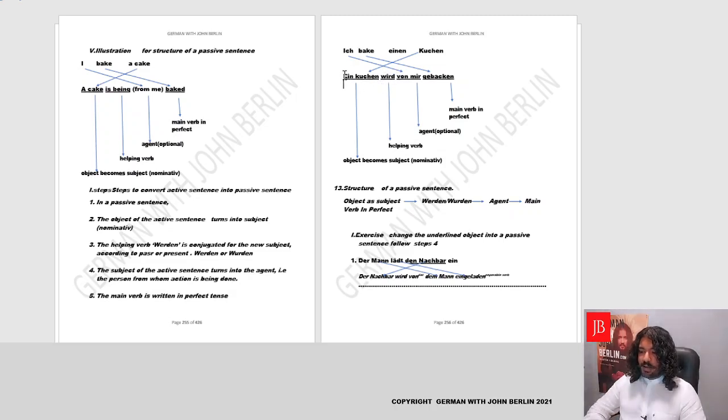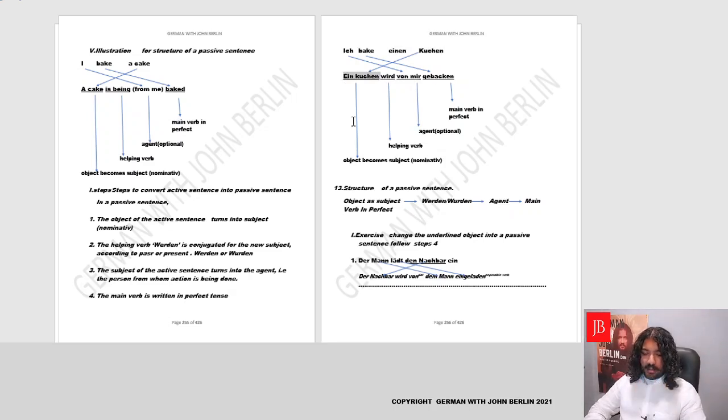Fantastic. So what are the steps you need to remember? It's just again written here. Steps to convert any active sentence into passive sentence. You basically begin right here. Let's see. The object of the active sentence turns into the subject. Yes, the object of the active sentence, that is ein Kuchen, becomes the subject of the passive sentence, ein Kuchen.